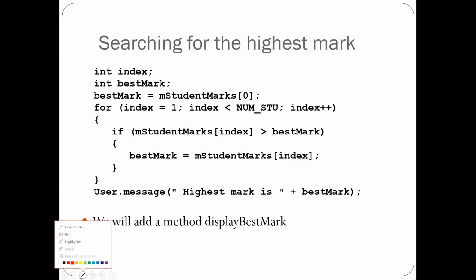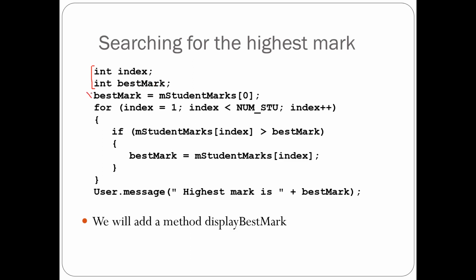Let's try and illustrate this with some annotations. We've got 2 variables which we start at the beginning, one called index, which we use to keep track of which index in the array we're looking at, and another variable called best mark, which is going to store the highest mark that we find.